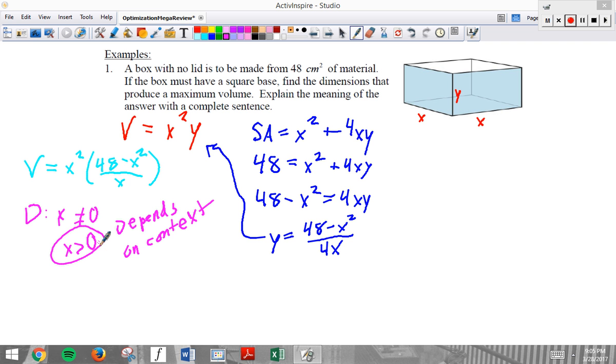Not only does it have to be greater than 0, it actually has to be less than the square root of 48. Why? Because were it to be greater than the square root of 48, then all of a sudden the volume would start to be negative as well, because then y would start to be negative. And that's no bueno either. Okay, so these two bounds depend completely on the context.